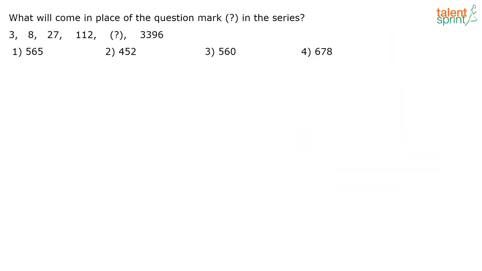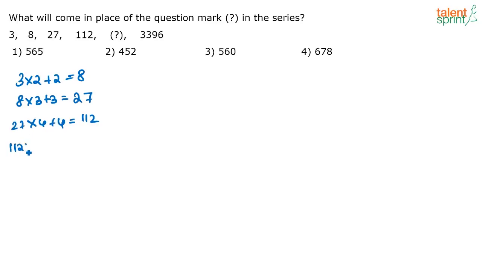Next one. What will come in place of the question mark in the series? 3, 8, 27, 112, question mark, 3396. So the logic that is used here is 3 into 2 plus 2, that is equal to 8. 8 into 3 plus 3, that is equal to 27. Similarly, 27 into 4 plus 4, that is equal to 112. So next one will be 112 into 5 plus 5. So what is the answer that's going to come there? 565. Correct answer is option 1.